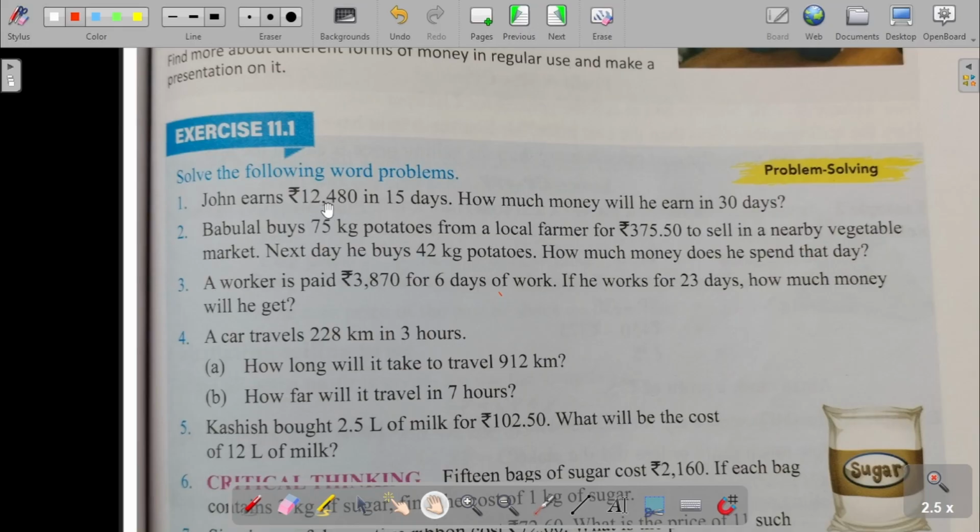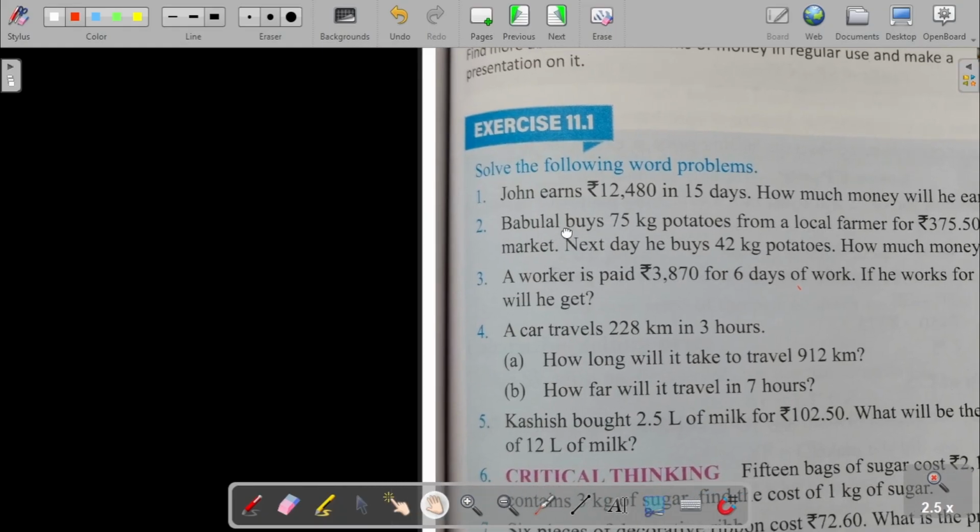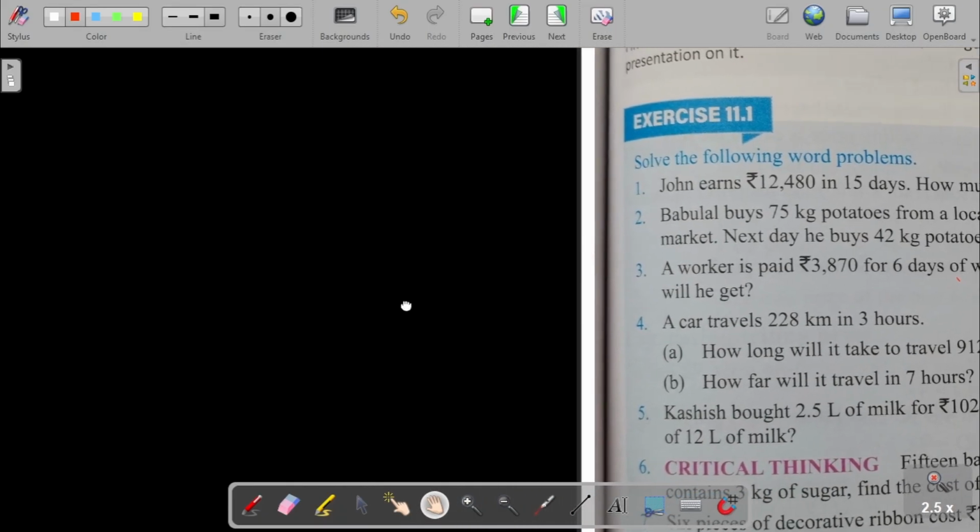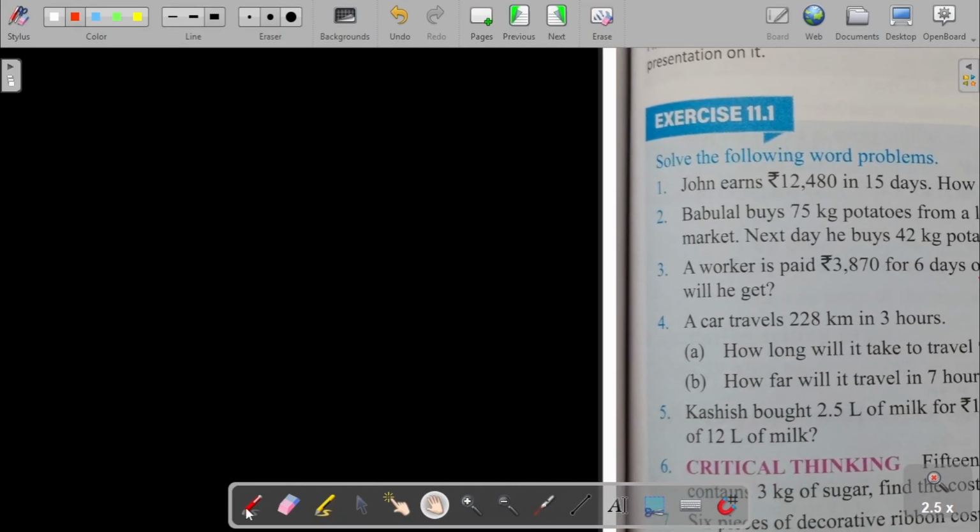John earns 12,480 for 15 days. এখানে জন 12,480 টাকা আর্নিং করে কতদিনে? 15 দিনে। সো হাউ মাচ মানি উইল হি আর্ন ইন 30 days? তাহলে এখানে আমাকে যদি 15 দিনে 12,480, ওকে, write the solution of question number 1.